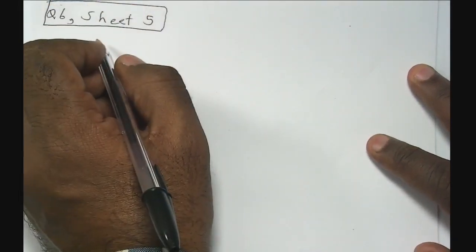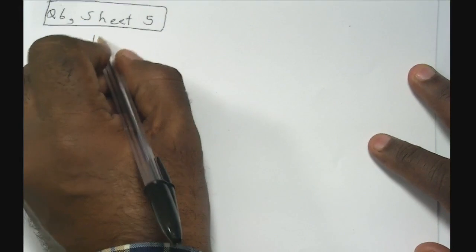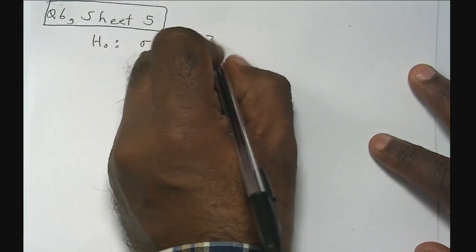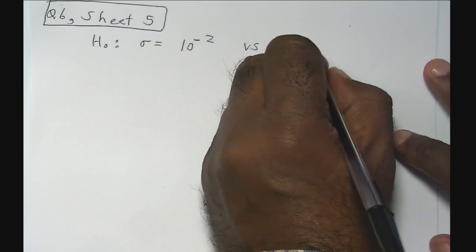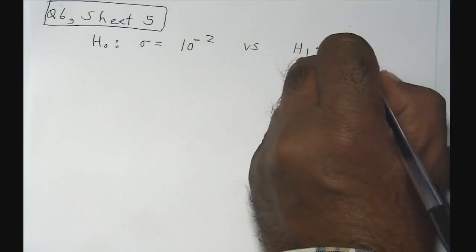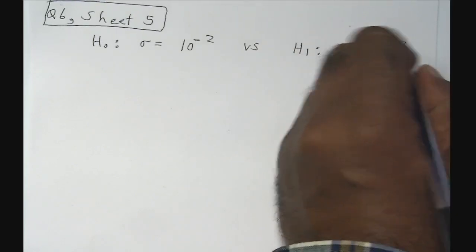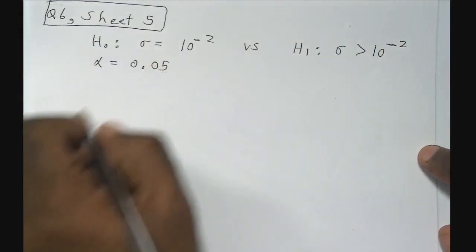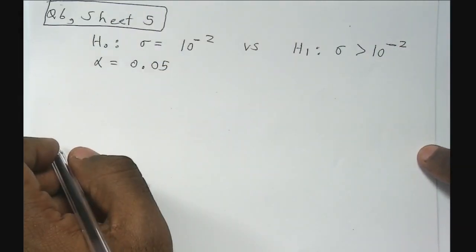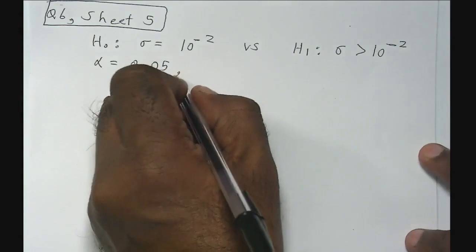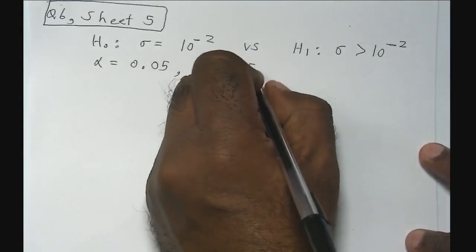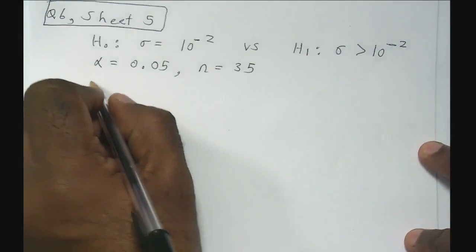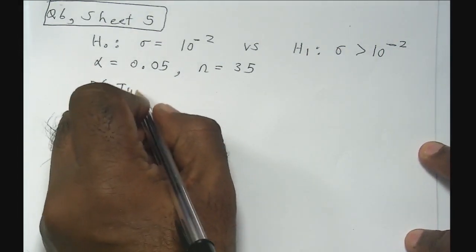So you have the null hypothesis that sigma is 10 to the power minus 2 versus the alternative that sigma is greater than 10 to the power minus 2. And you're told that alpha is 0.05 and you're told that n, the sum, is 35, and the question was to find the probability of type 2 error.